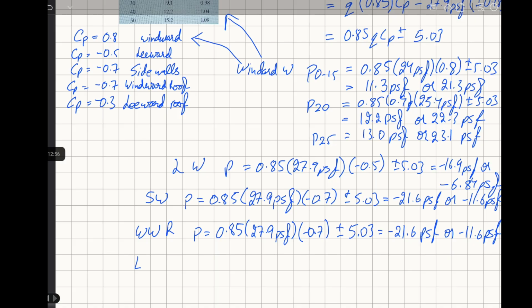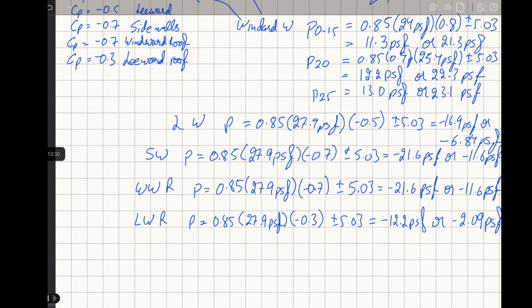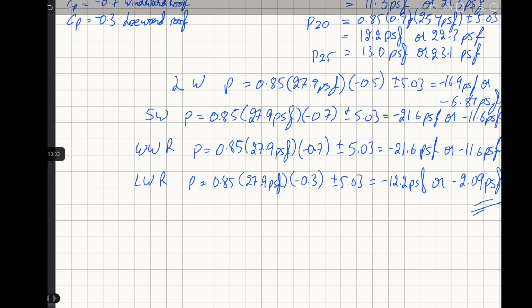Finally, our leeward roof will be 0.85 times 27.9 pounds per square foot times our external pressure coefficient, which is negative 0.3, plus or minus 5.03. And this comes up to negative 12.2 pounds per square foot, or negative 2.09 pounds per square foot. And there we have it, our final answer for design pressure for this enclosed building.